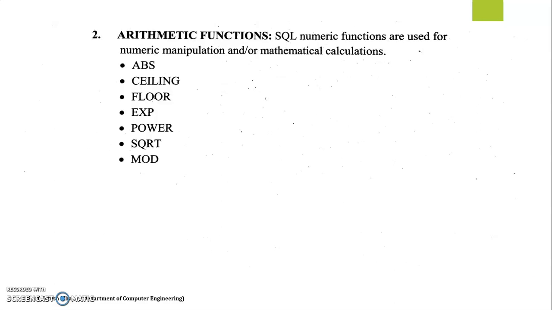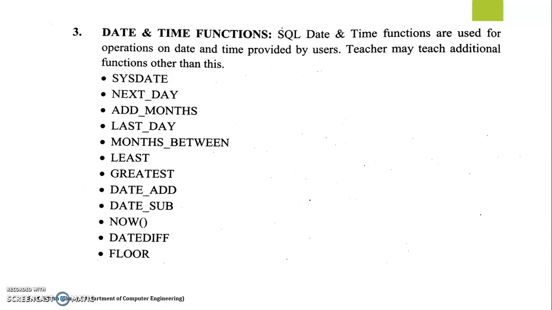Some of the arithmetic functions, for numeric manipulation or mathematical calculation, are ABS for absolute, ceiling, floor, exponential, power, square root and modulus. Date and time functions are used for operations based on the date and time provided by the user, like system date, next day, add months, last day, months between, least, greatest, date add, date sub, now, date difference and float.